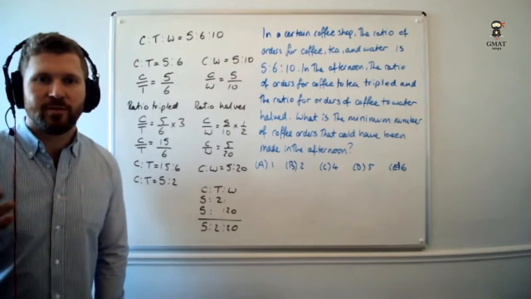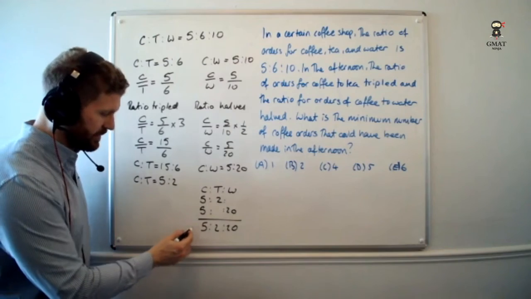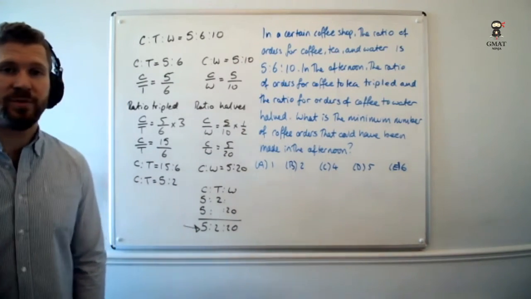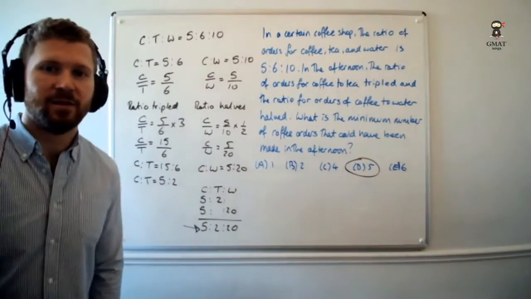Because there's no common divisor for those three numbers, there's nothing I can simplify by, nothing I can divide down by, the minimum number of orders for coffee in this shop in the afternoon would have been 5. And so that leaves me with an answer of D here.